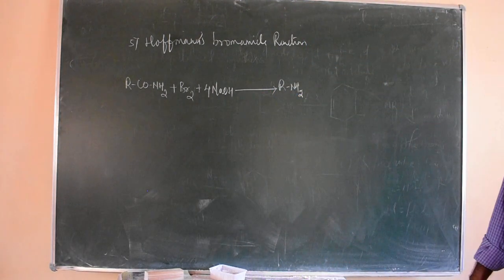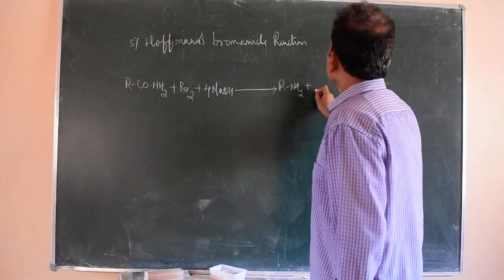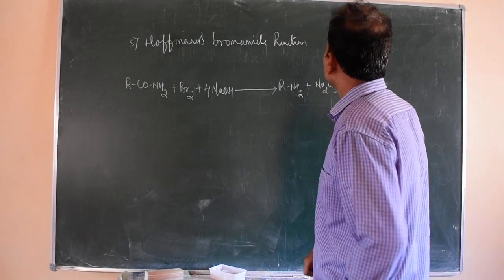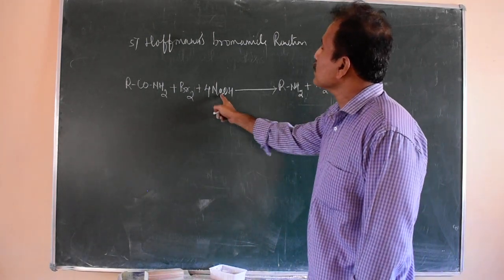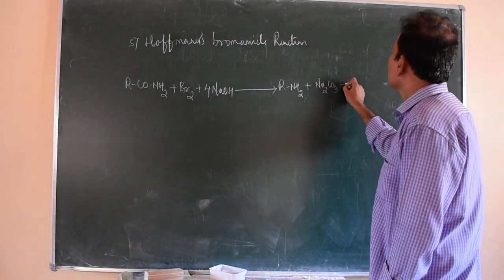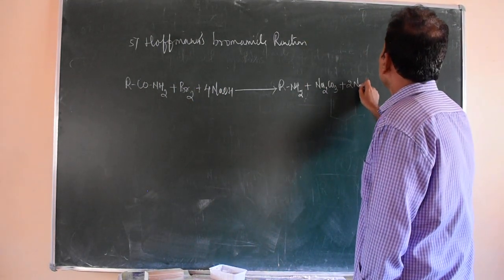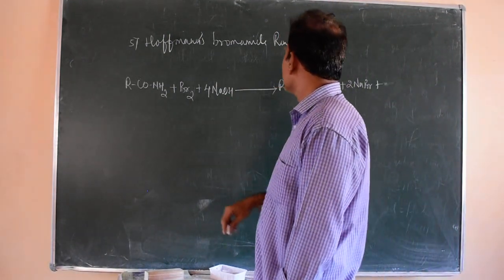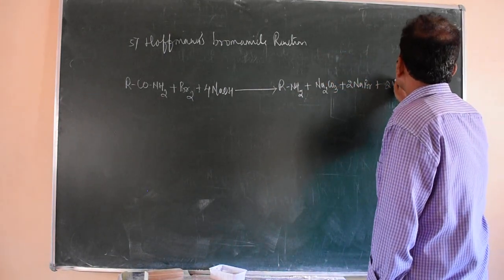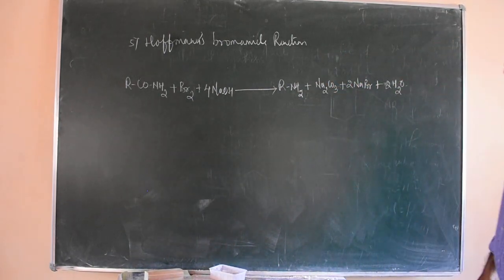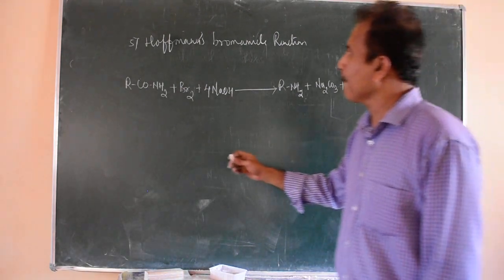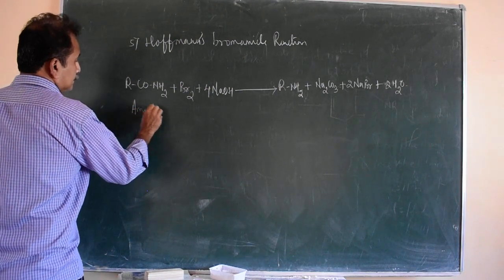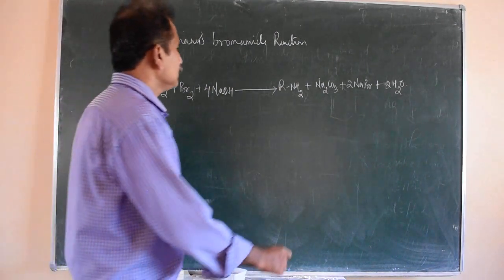Plus what do you get? You get 2 times sodium carbonate. Right? Sodium carbonate you will get. Plus 2, given the bromine, you will get 2 NaBr. And you have 4 hydrogens here, so you get 2 H2O. This is an amine, and we get a primary amine.